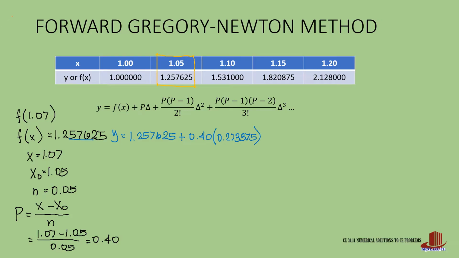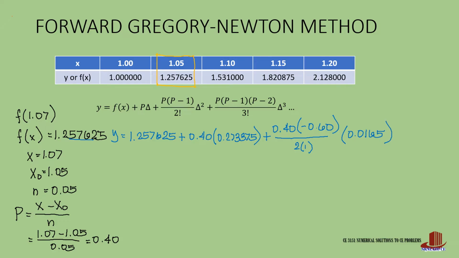Next, plus 0.4 times p minus 1, or that would be 0.4 minus 1, or negative 0.6, all over 2 factorial, or 2 times 1, times delta squared, which was taken as 0.0165.